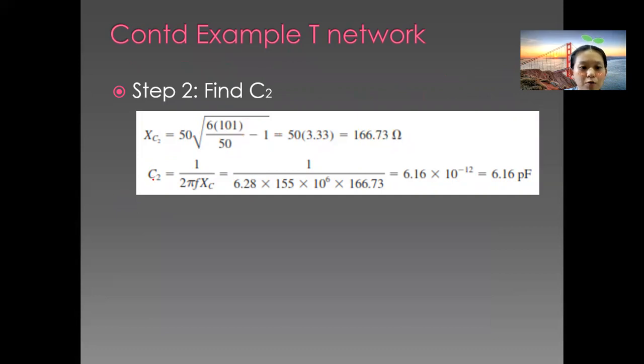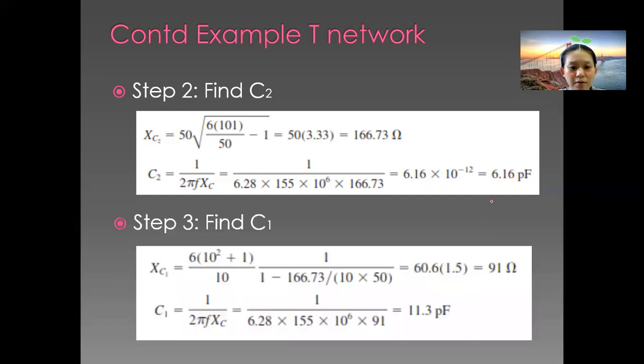Then we have C2 equals 1 divided by 2 pi F XC. So 1 divided by 6.28 times 155 times 10 power of 6 times 166.73, and we will get 6.16 picofarad. Then we go to step number 3. We find the C1.